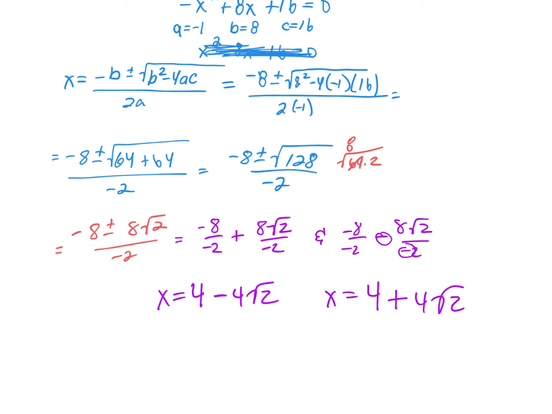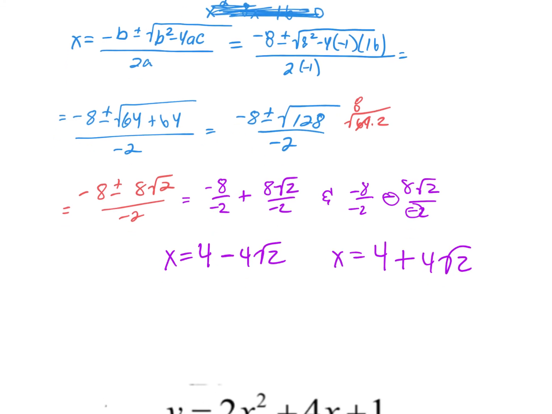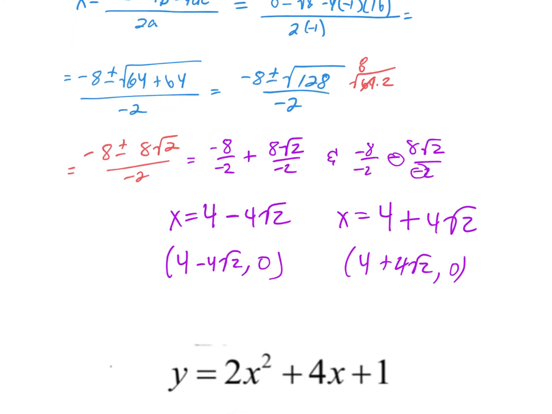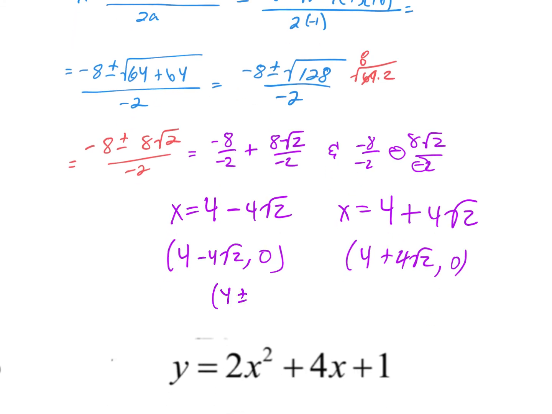So to write this, obviously it's multiple choice. But if you were to see this written, it would be 4 minus 4 root 2, comma 0, and 4 plus 4 root 2, comma 0. You could also write 4 plus or minus 4 root 2, comma 0. Same thing. But again, it's multiple choice, so you guys can just look at it and figure it out.